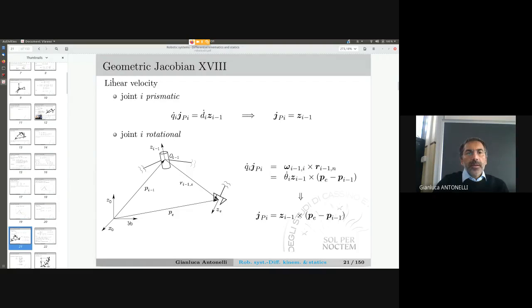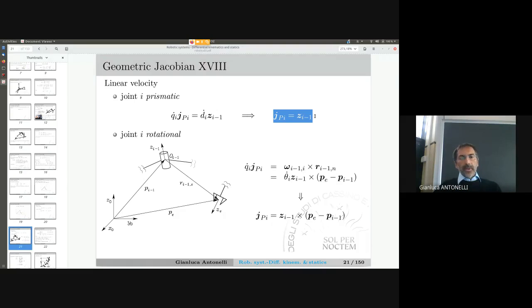Now, linear velocity. What are rows 1, 2, and 3? What is the contribution of a prismatic joint? Now, I have the dual of the contribution of a rotational joint for the angular part. I already noticed that this is the relation. I'm able to easily compute the 3 by 1 component of the Jacobian as the unit vector z aligned with i minus 1.